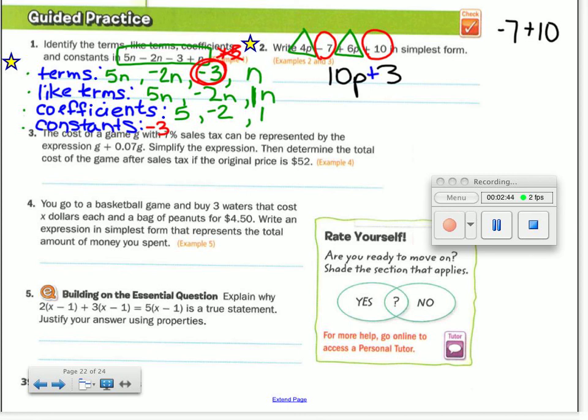So your first 3 problems, you're going to have to do like number 1 and actually list out terms, like terms, coefficients, and constants. Your last 6 problems are going to look like this, and you just have to simplify.